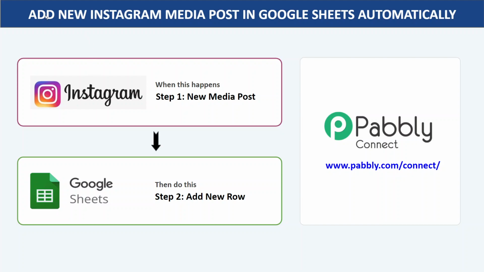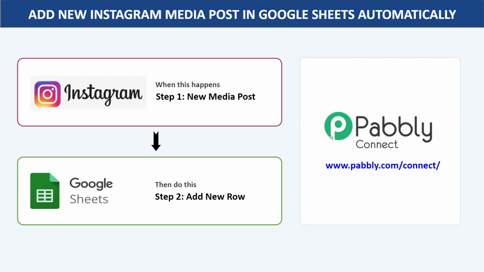In this video, we are going to learn how to add new Instagram media posts in Google Sheets automatically. The idea here is whenever a new media post is added into an Instagram account, I want a new row to be added into Google Sheets. But the issue here is Instagram and Google Sheets do not have any integration or any direct contact between them.